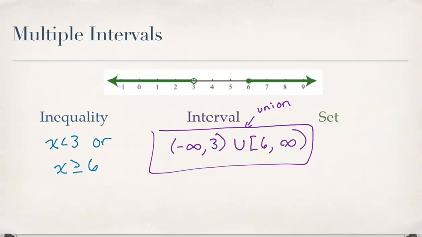In set notation, you would say, I have a closed bracket. I'm looking at all the x's such that x is less than 3 or x is greater than or equal to 6. And then close my set.